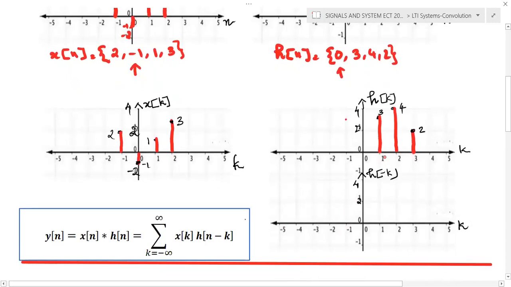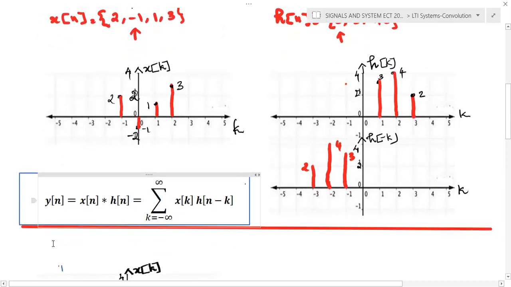Means here at k is equal to 1, the signal amplitude is 3. So if you take the time reversed version of the signal, h of minus k, at -1 you can draw 3. At 2, signal amplitude is 4, so you can draw at -2 a signal with amplitude 4, and at 3 it's 2, so at -3 you can indicate 2. So this is actually h of minus k. Now we need to evaluate y of n for different values of n, because we require h of n minus k. So we need to calculate y of 0, y of 1, etc.